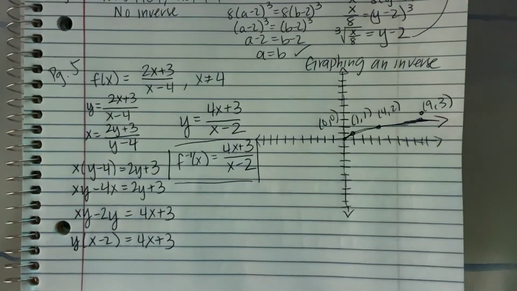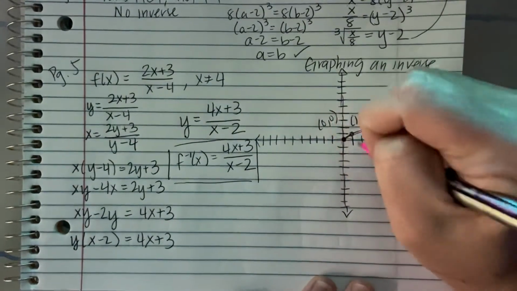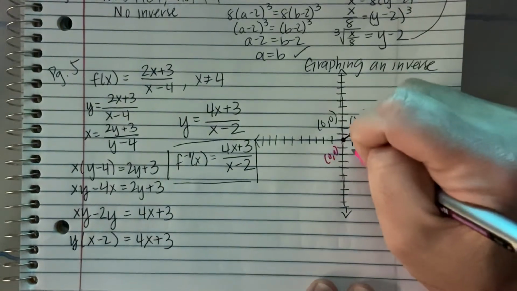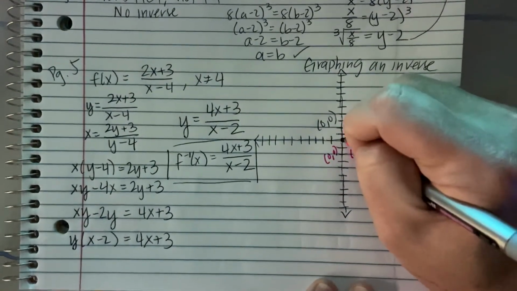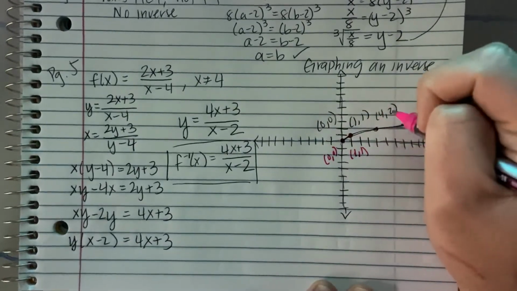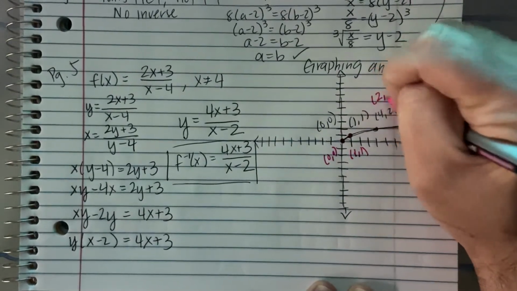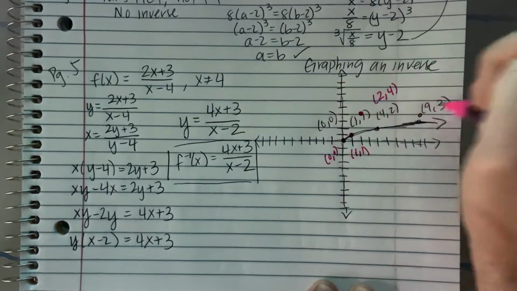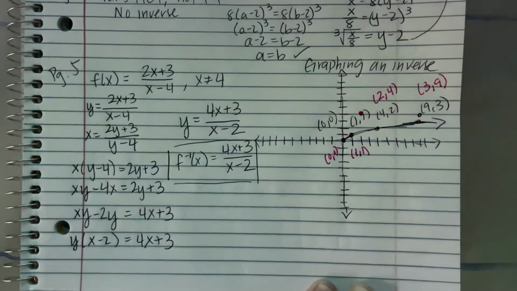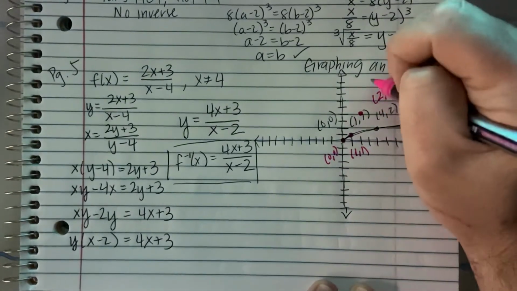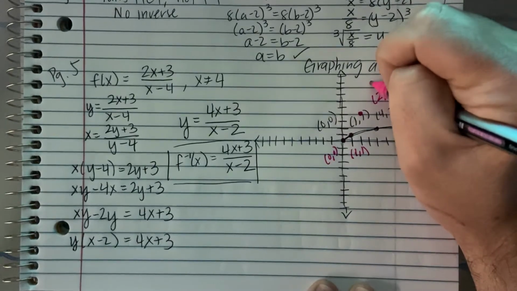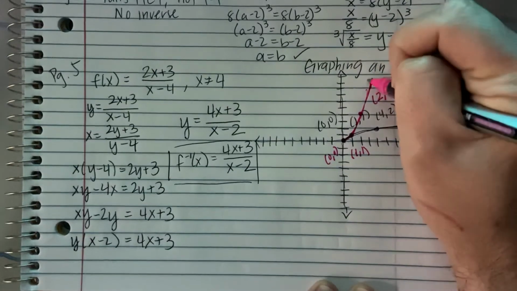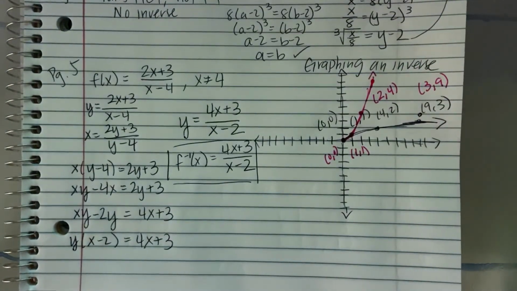So when I flip the x and y on 0, 0, I still get 0, 0 on the inverse. When I flip 1, 1, I still get 1, 1. So it looks like it goes through both of those 2 points. But what happens when I flip 4, 2? It becomes instead 2, 4, which means the point is up here. What about 9, 3? It becomes 3, 9. So that's even further up, say here. So if I connect those dots, it looks like my function is going up.